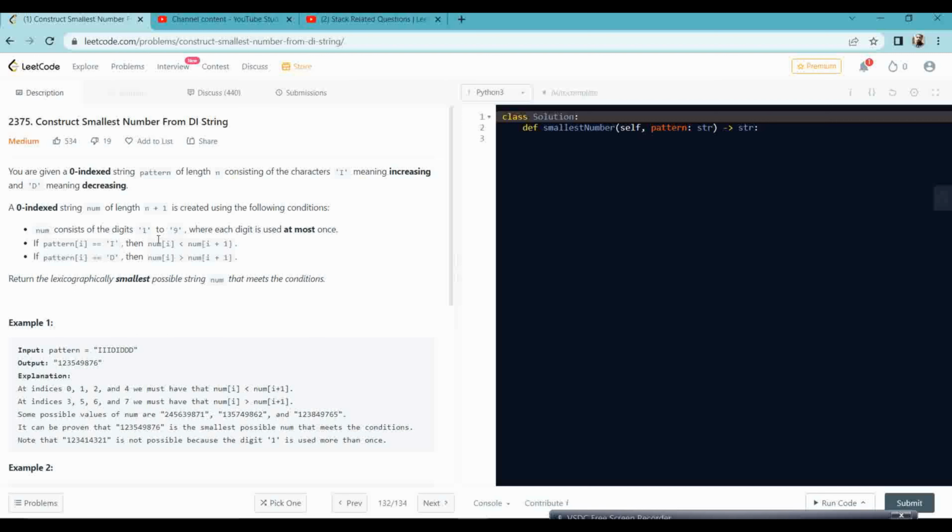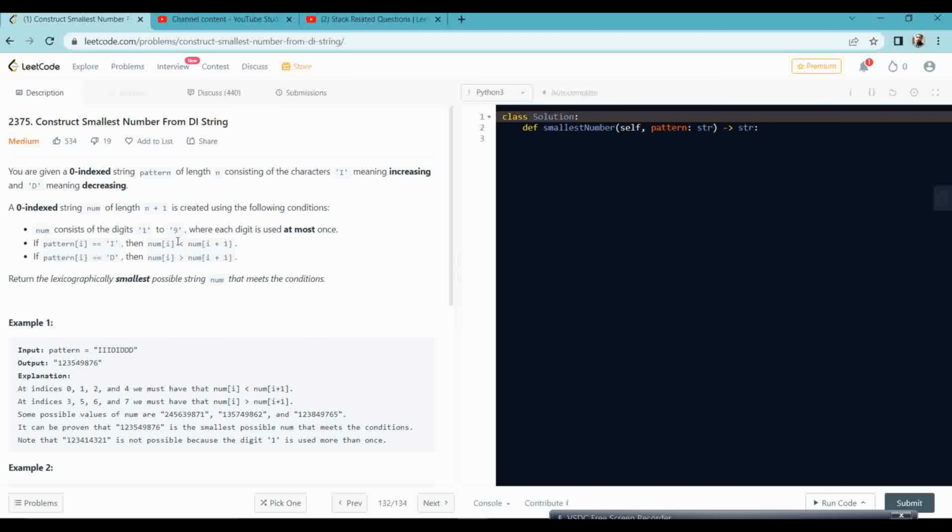So we are going to continue with our next question, that is construct smallest number from DI string. Here it is given that we have a zero-indexed string that consists of only two letters, that is I and D.